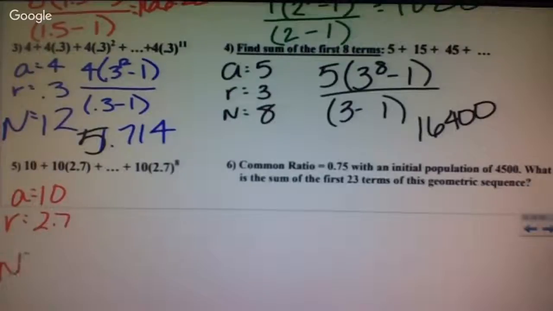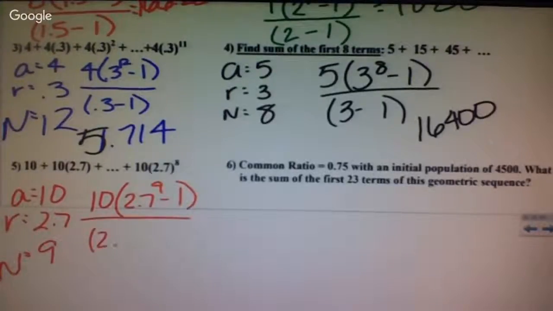Don't forget, with number 5, your n value should be a 9. Those are the only ones you need to be concerned with, making sure your n value is correct, because that one always starts at p sub 0. So we've got 10 times 2.7 to the 9th minus 1, and 2.7 minus 1 in the bottom, and I got 44,850.57.